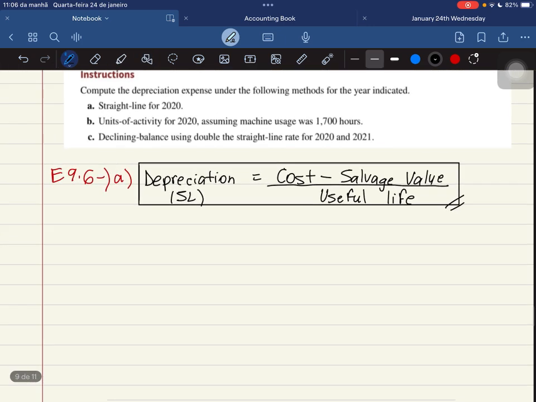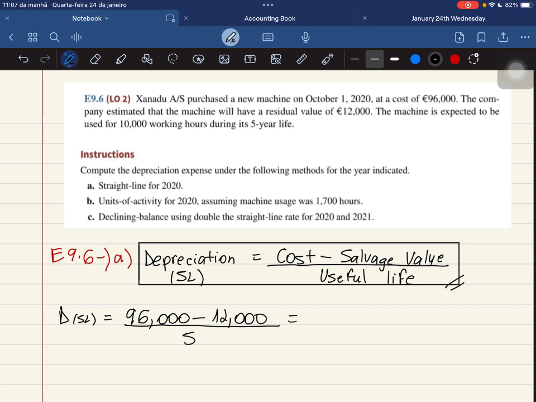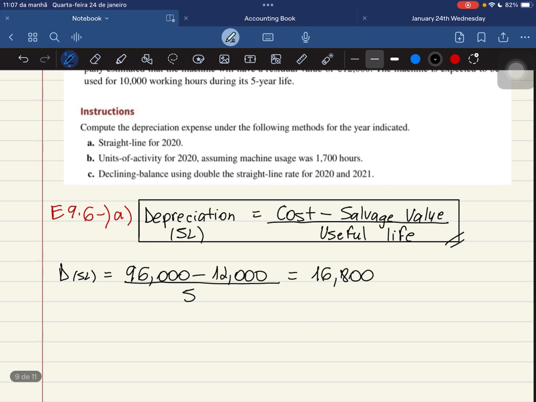So over here, if we take a look, we are going to have the cost of the machine, which was 96,000 euros, minus the residual or salvage value, which is 12,000 euros, divided by the useful life of the machine, which is 5 years. And that will give us 16,800. So in theory, letter A would be done, right?